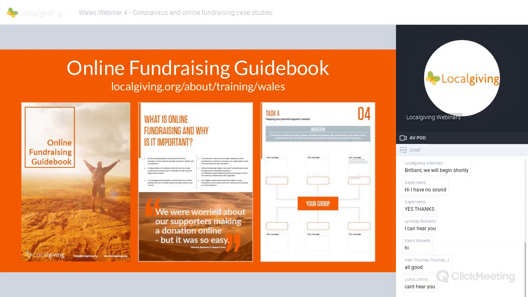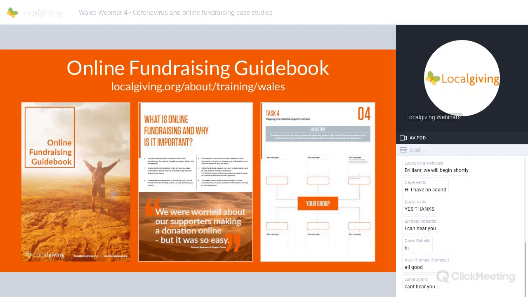With both languages, there are two versions of the guidebook. One is an interactive version, which allows you to download it on your computer and fill it in on your computer, so filling in a PDF really, and completing the tasks on your computer. The other version is a print version, which allows you to print off a hard copy of the guidebook and fill out the tasks by hand if you prefer, or print out certain sections that are of interest to you. So all of those resources are available for free on the Local Giving website.